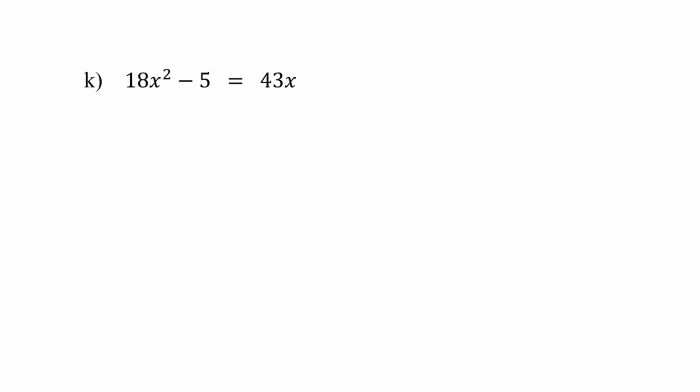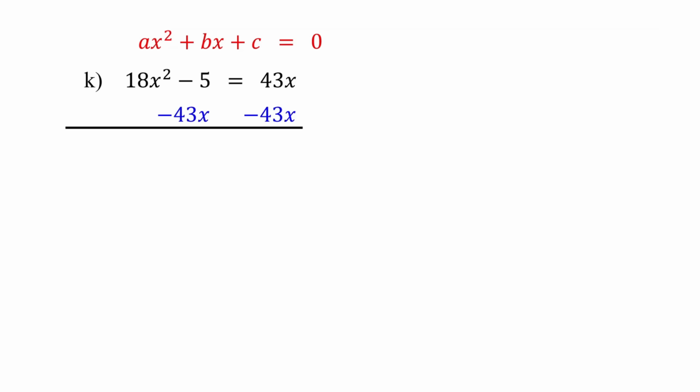In this case, the first step is to rewrite the quadratic equation in standard form. To do this, subtract 43x from both sides of the equation. Now, you have a quadratic equation in standard form with a leading coefficient different from 1. Since 18 is not a common factor of both 43 and 5, it cannot be factored out. Therefore, you need to use the AC method, as in the previous example.